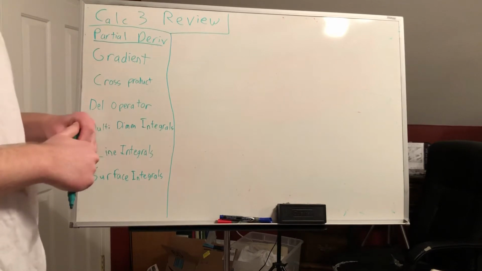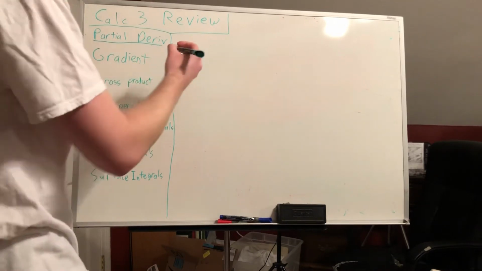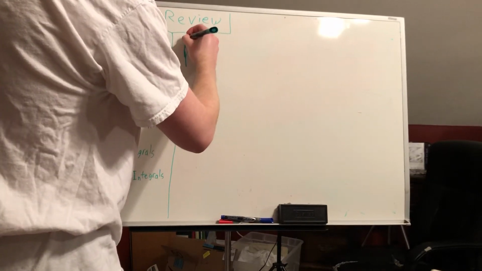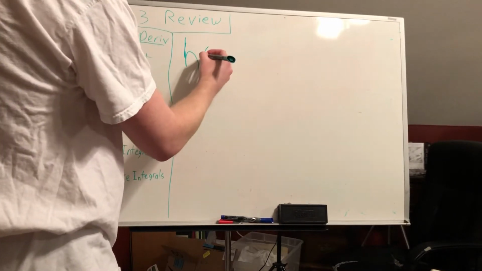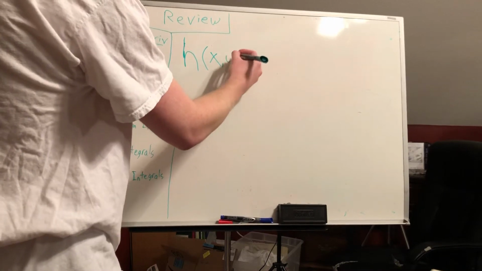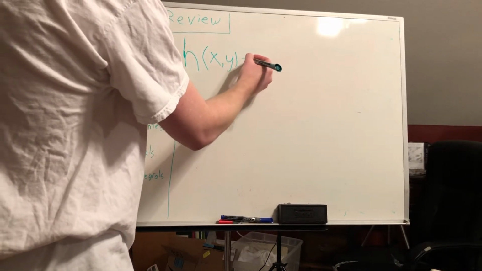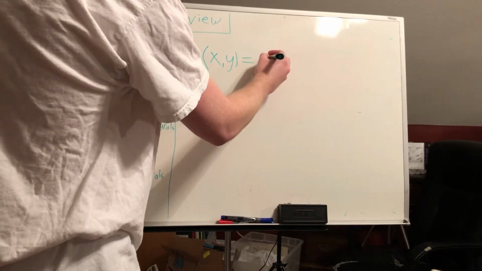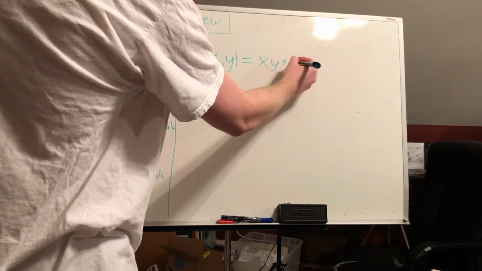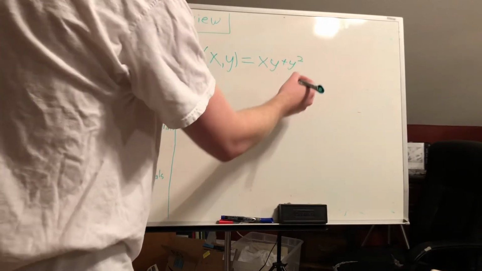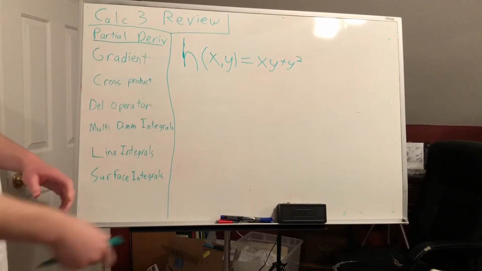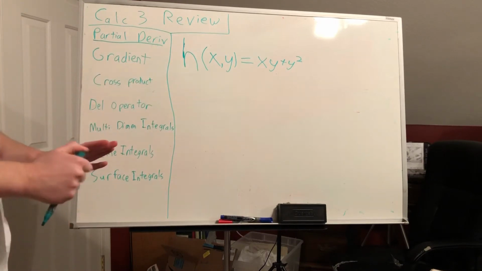For example, let's say we have a function of height, and height is a function of x and y, given by x times y plus y squared. So let's just say we're on some specific hill where it has a height given by that.